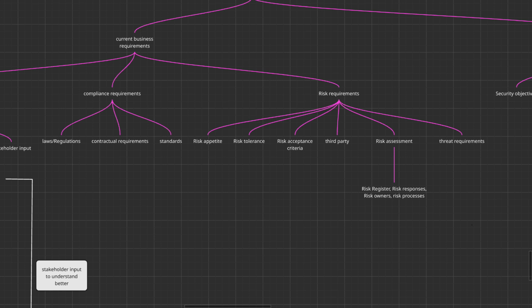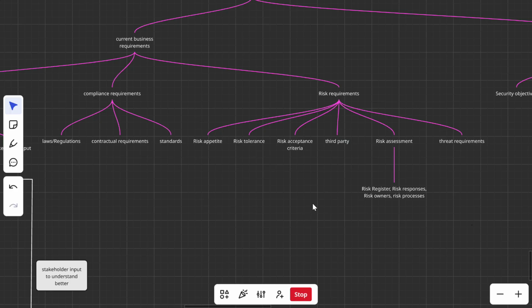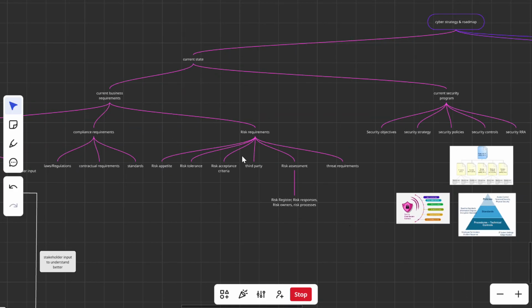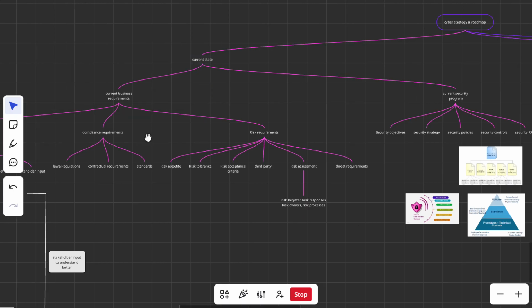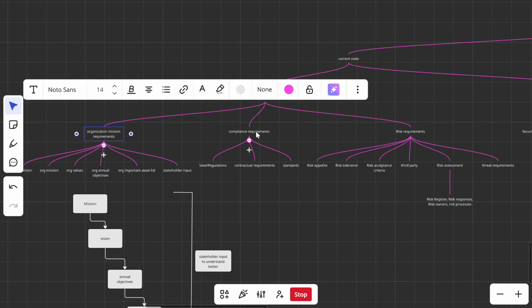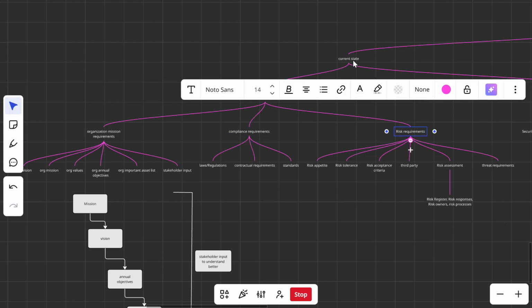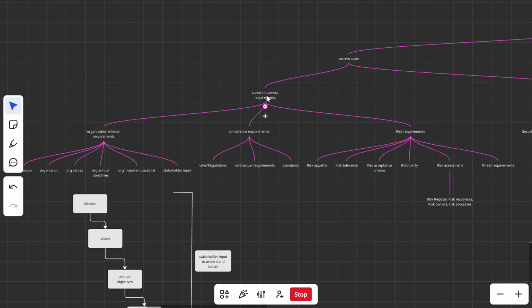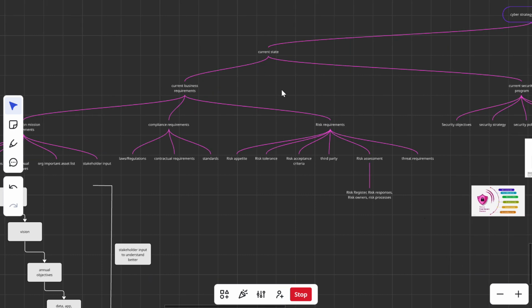So you have people, processes, and technology. Are the people competent? Are the processes relevant and mature? Just sufficient for the organizational requirements? And what is the data? The data tells something about the people and processes, so it's very helpful. It gives you a snapshot. This concludes the current state. Organization requirements, compliance requirements, and risk requirements make up the business requirements. To be specific, current business requirements.